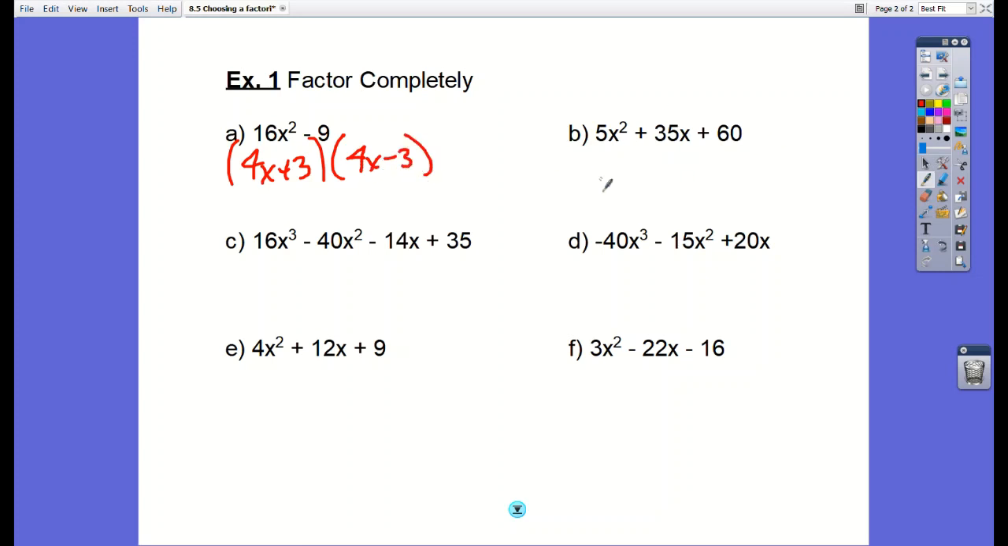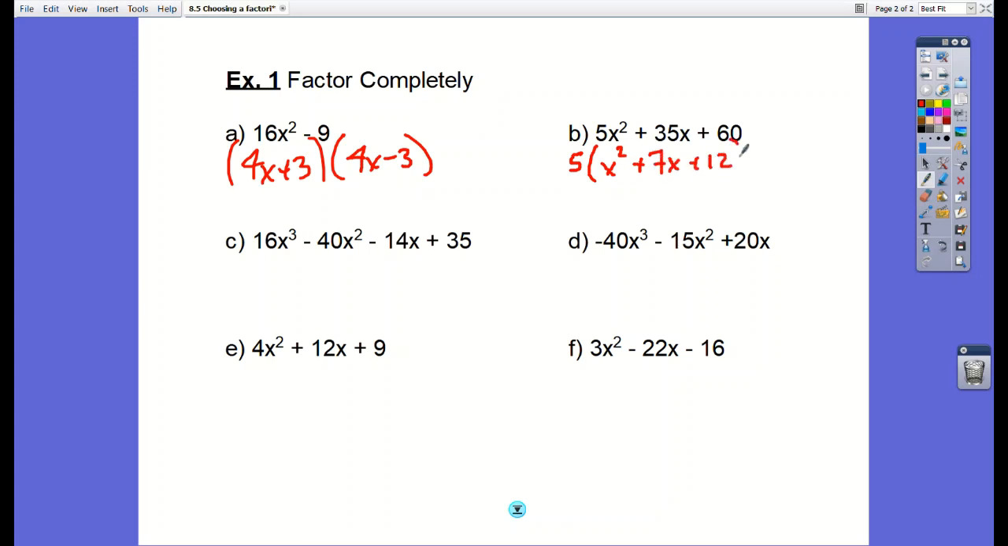Alright, next one. Is there a common factor? Yes. Okay, someone raise your hand and tell us what it is and what happens when we factor it out. Ryan? The common factor is 5, and so you're going to get x squared plus 7x plus 12.